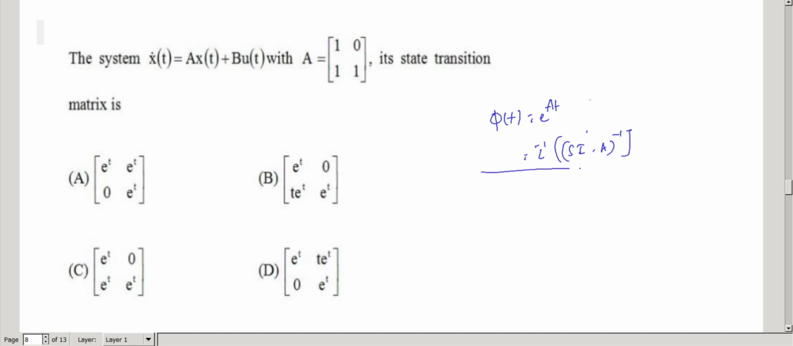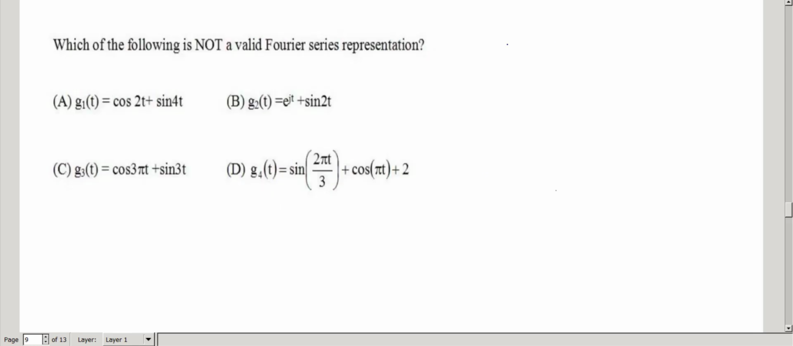Okay, so find it and give the answer in the comment box. I think it is very easy. I don't need to solve this question. Let's see the next question.